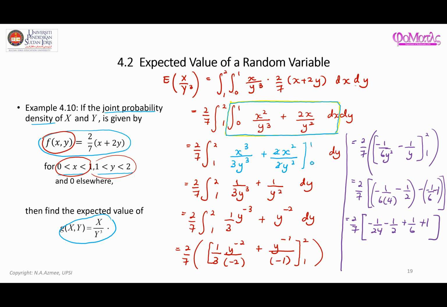And then if you punch in the values into your calculator, you should be able to get the result as 0.1786, or you can also express it in terms of 5 over 28. Okay.